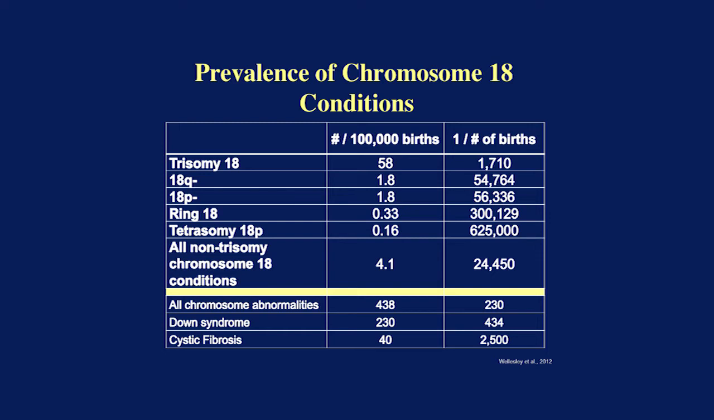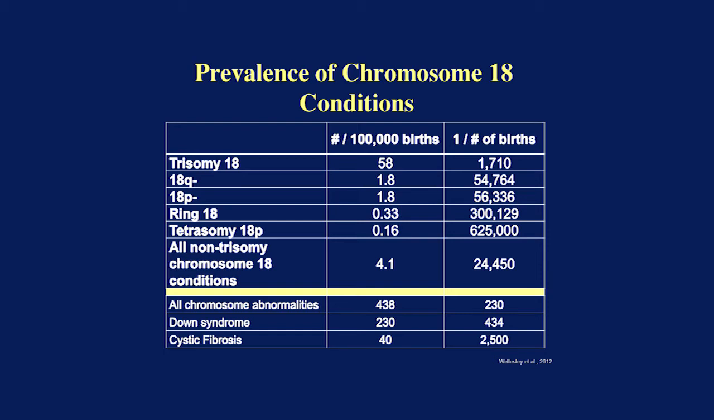18q- occurs in 1 out of every 54,764 births, 18p- in 1 out of every 56,336 births, ring 18 in 1 out of every 300,129 births, and tetrasomy 18p is the most rare with 1 out of every 625,000 births.